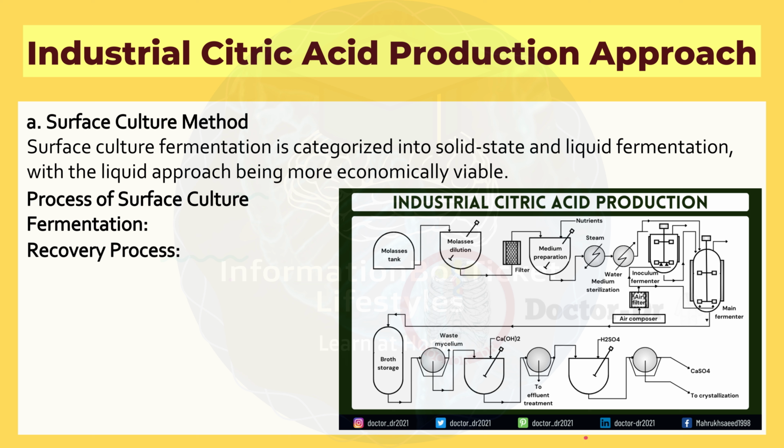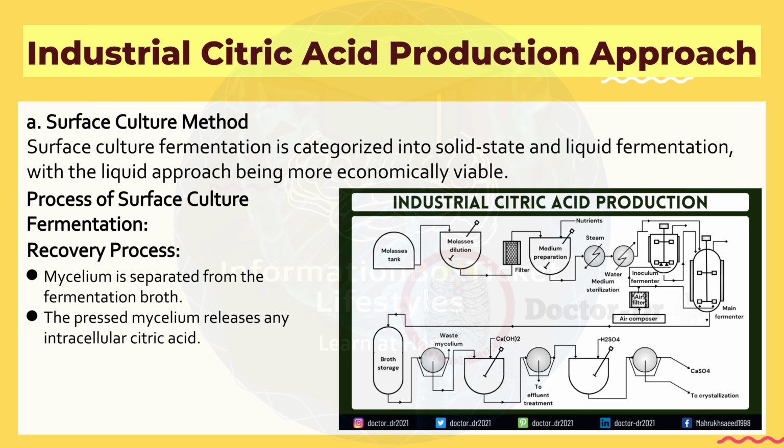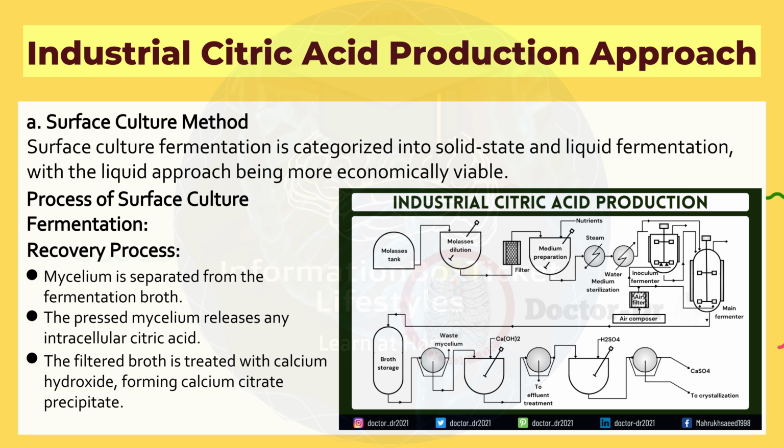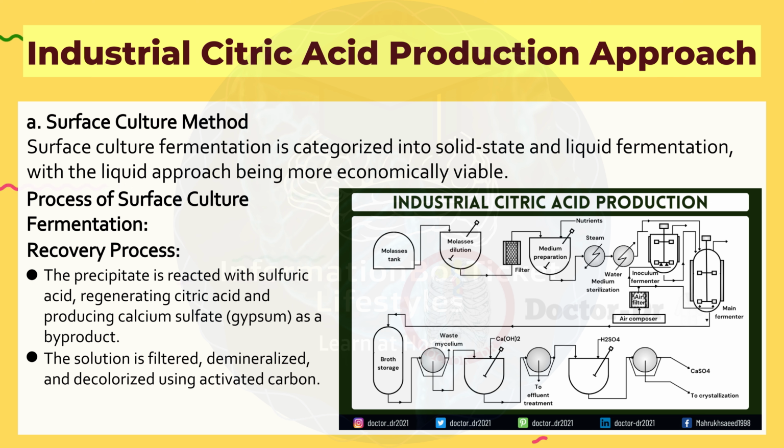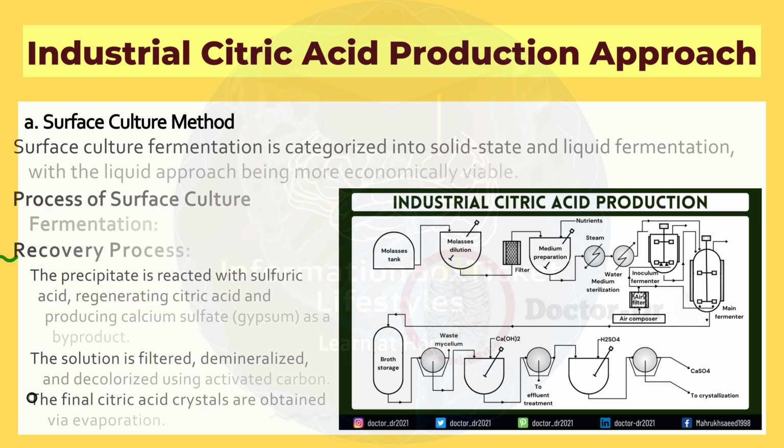Recovery process. Mycelium is separated from the fermentation broth. The pressed mycelium releases any intracellular citric acid. The filtered broth is treated with calcium hydroxide, forming calcium citrate precipitate. The precipitate is reacted with sulfuric acid, regenerating citric acid, and producing calcium sulfate gypsum as a byproduct. The solution is filtered, demineralized, and decolorized using activated carbon. The final citric acid crystals are obtained via evaporation.